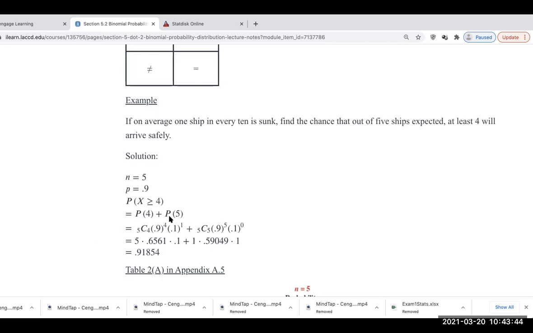Plus the probability of having 5 successes. So 5C5, probability of success is 0.9. I want 5 successes, so to the power 5. Probability of failure is 0.1, and I want no failures, so to the power 0. 5C4 is 5, 0.9 to the 4 is 0.6561, 0.1 to the 1 is 0.1. 5C5 is 1, 0.1 to 0 is 1, 0.9 to the 5 is 0.59049. So if you add these up, you get 0.91854.